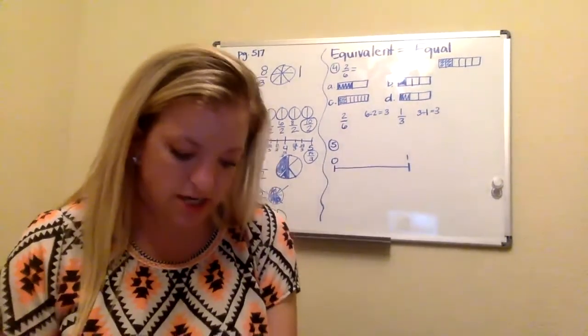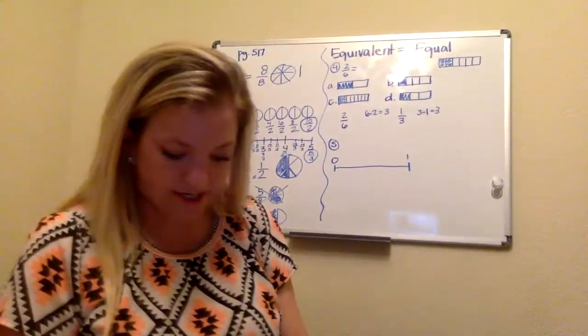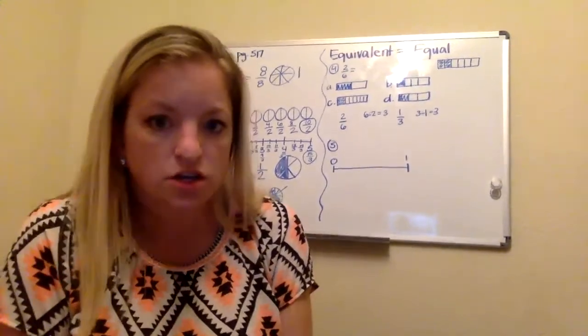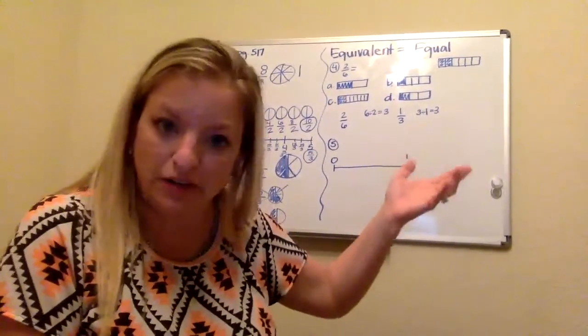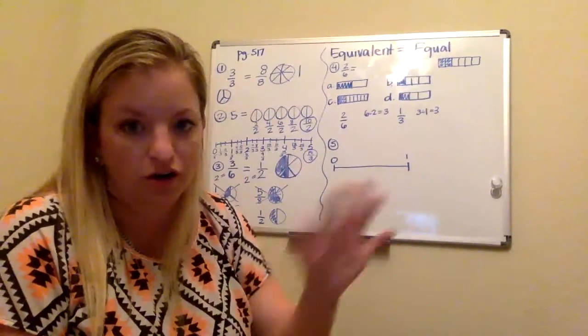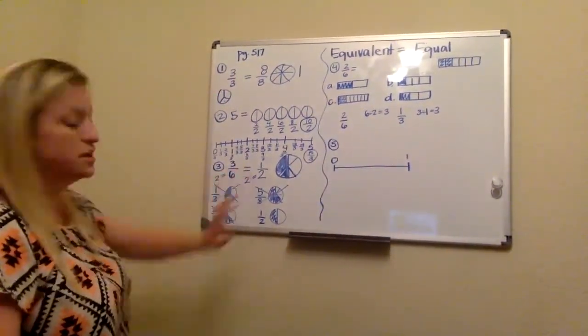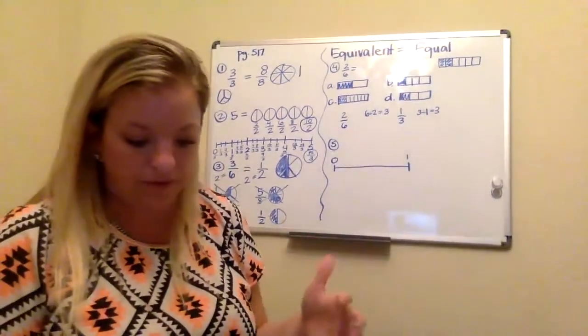This is at the top of page 519, and it says, which model shows a fraction equivalent to 2/6? So this is where, if you can tell, my models are not drawn to scale. They're not all the same size, but this is where some of this math is going to really come in handy to help you out.